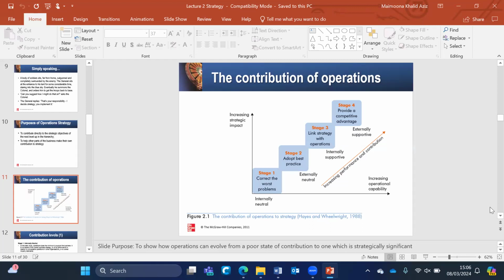And stage 4 is they're doing what they're doing in such an effective way that it could be considered a competitive advantage for the company. So in stage 1, the operation is internally neutral. That means they are in no way able to contribute internally. In stage 2, they are externally neutral. That means even though they're trying to better themselves, they're still not providing any type of contribution. In stage 3, they become internally supportive, and in stage 4, they become externally supportive. That means their performance and contribution is going up.